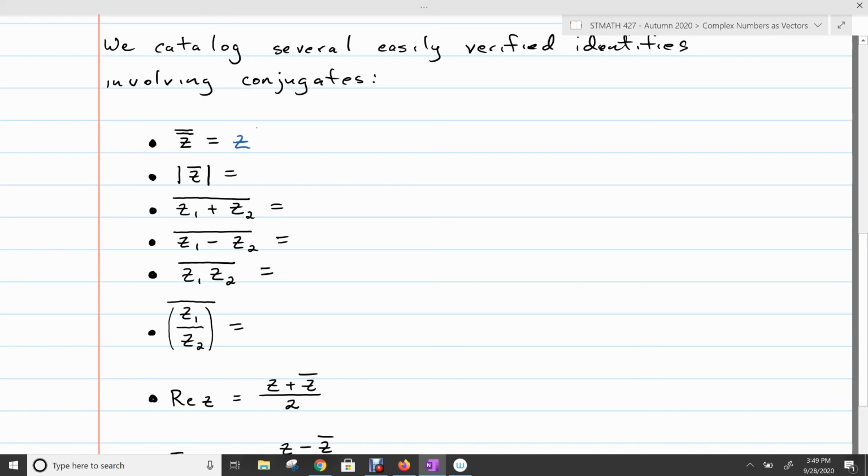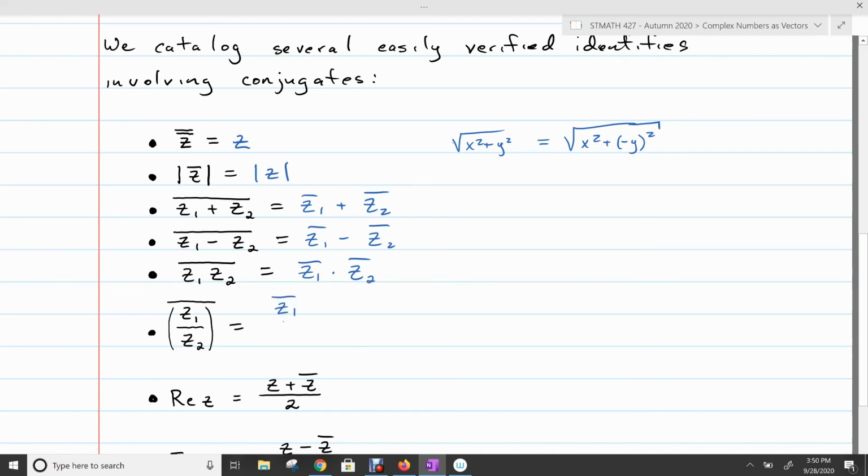The modulus of the conjugate of z is the same as the modulus of z. And you can verify that pretty easily for yourself. If you take the conjugate of a sum, it turns out to be the sum of the conjugates done individually. Same thing with differences. The conjugate of a product is the product of the individual conjugates. Same thing with division. The conjugate of the quotient is the quotient of the conjugates.